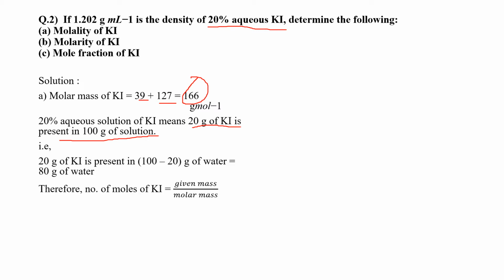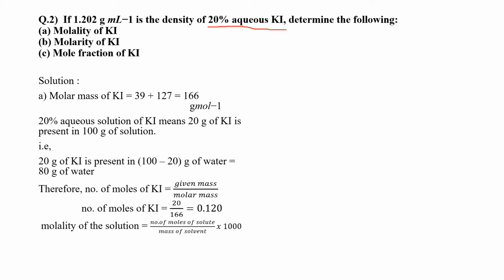Now, according to the formula, the number of moles of KI will be equal to the given mass of KI divided by the molar mass of KI. So from here, we can easily calculate the number of moles of KI. On putting the values, the number of moles of potassium iodide will be equal to the given mass, 20, divided by the molar mass, that is 166, equal to 0.120.